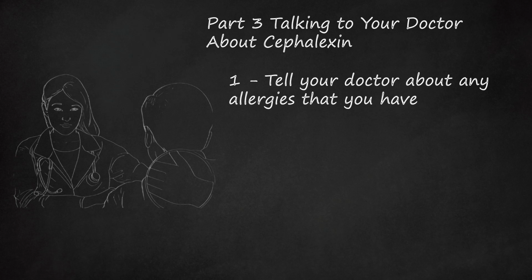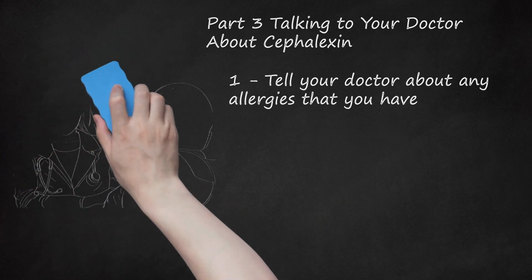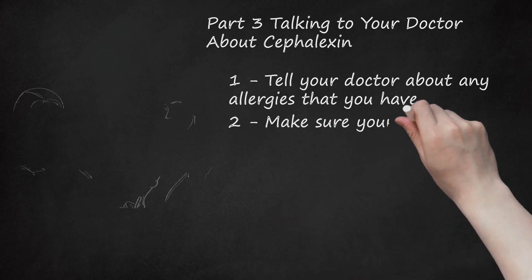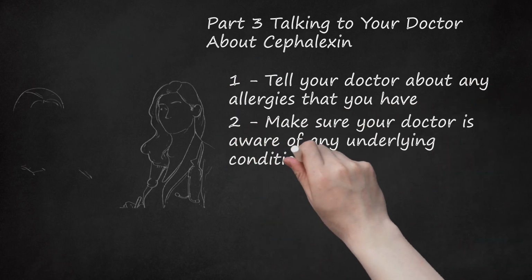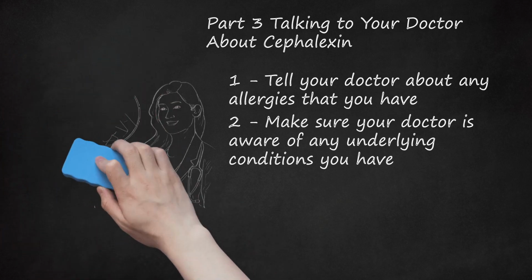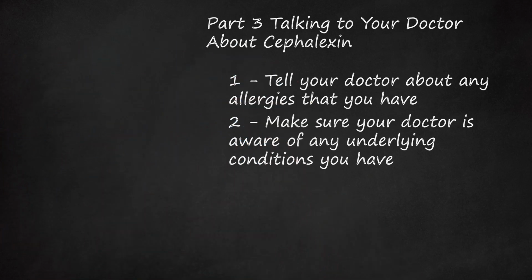Also tell your doctor if you are allergic to penicillin or amoxicillin. You may have a higher chance of being allergic to cephalexin. 2. Make sure your doctor is aware of any underlying conditions you have. You should not take cephalexin if you have certain underlying conditions. Some medical conditions or diseases may also stop you from taking cephalexin. These diseases may include kidney and liver disease, colitis, diabetes, and malnutrition. Most of these diseases alter your body's ability to metabolize cephalexin. For example, cephalexin contains sugar, so you might not want to take it if you have diabetes.